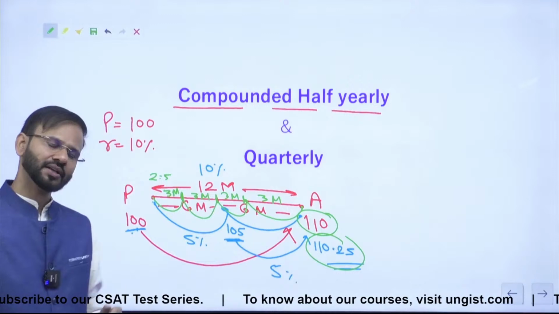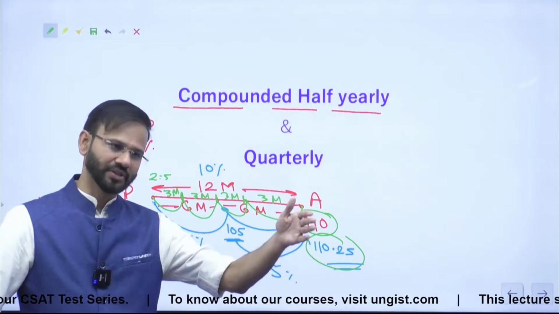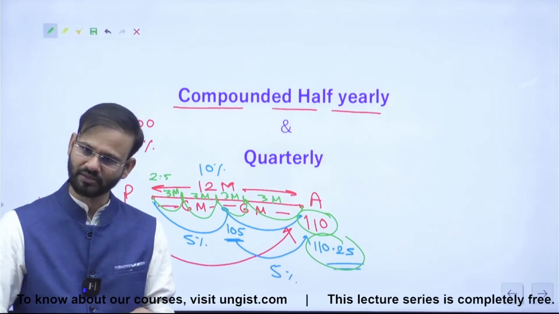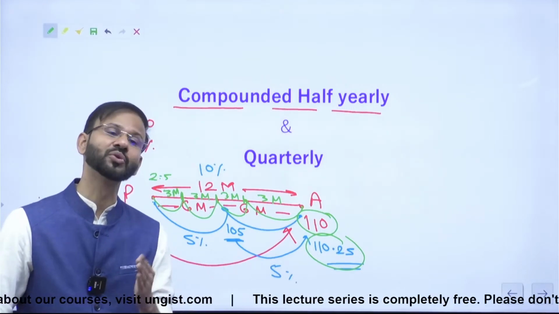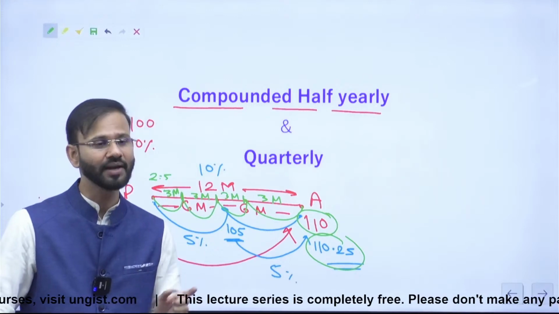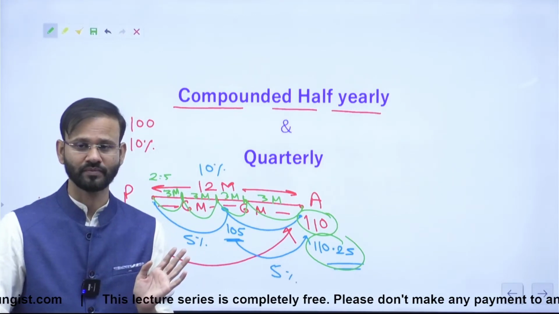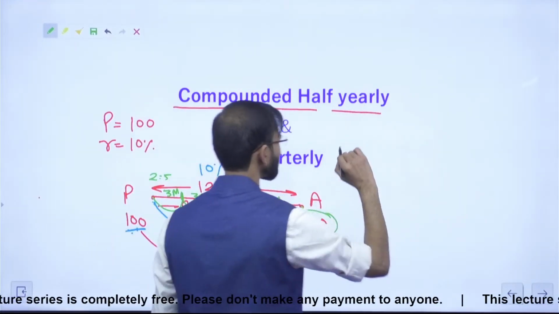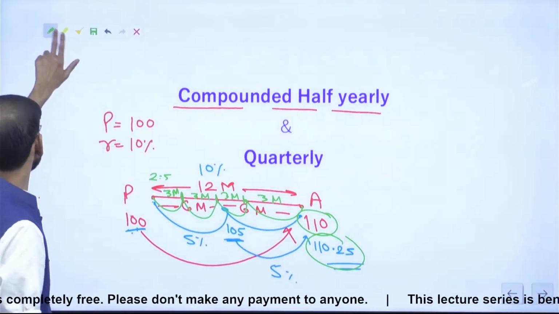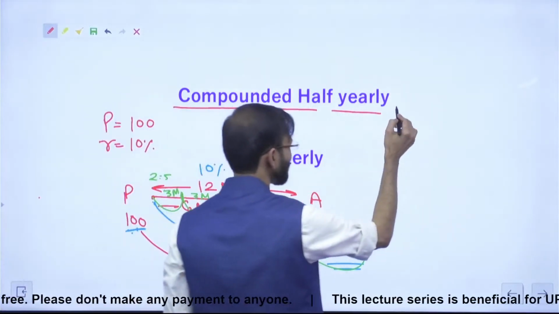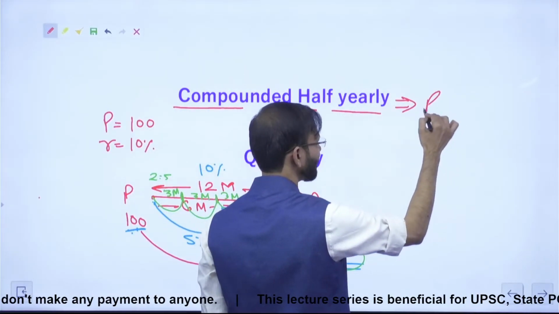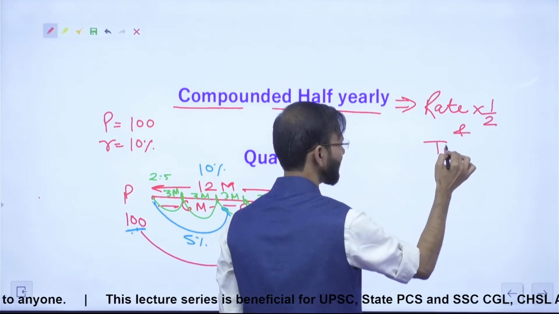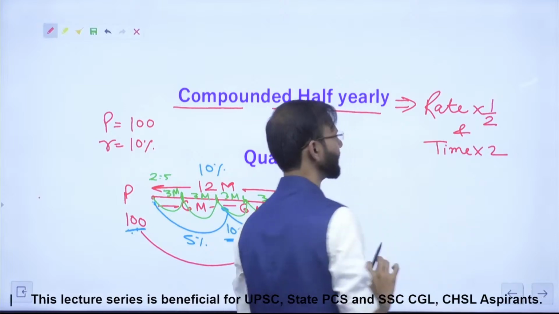So what I want to say is, the more you increase the compounding, you will get more interest. Everybody, it's clear, right? With an increased number of compoundings, you will get more interest on the same sum and with the same rate of interest also. So now what we can conclude is, in case of half yearly compounding, the rate of interest gets halved and time gets doubled. Guys, getting it or not?